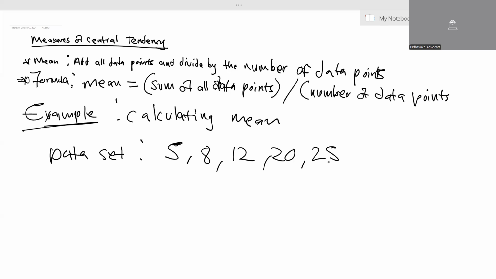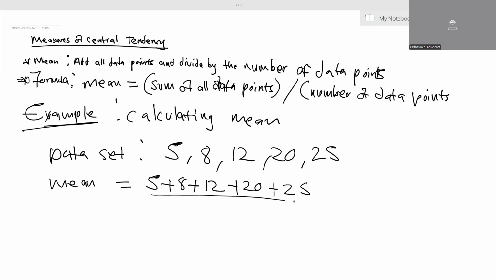Already you can see this is in ascending order, so you don't need to convert it. So the mean here is equal to... What do we do? We add all data points, so it's 5 plus 8 plus 12 plus 20 plus 25, and we divide by the number of data points.